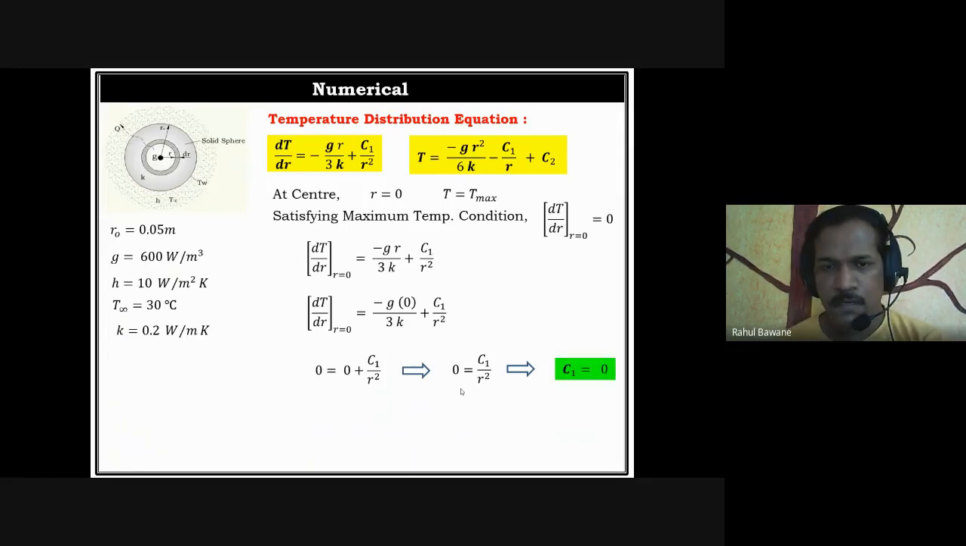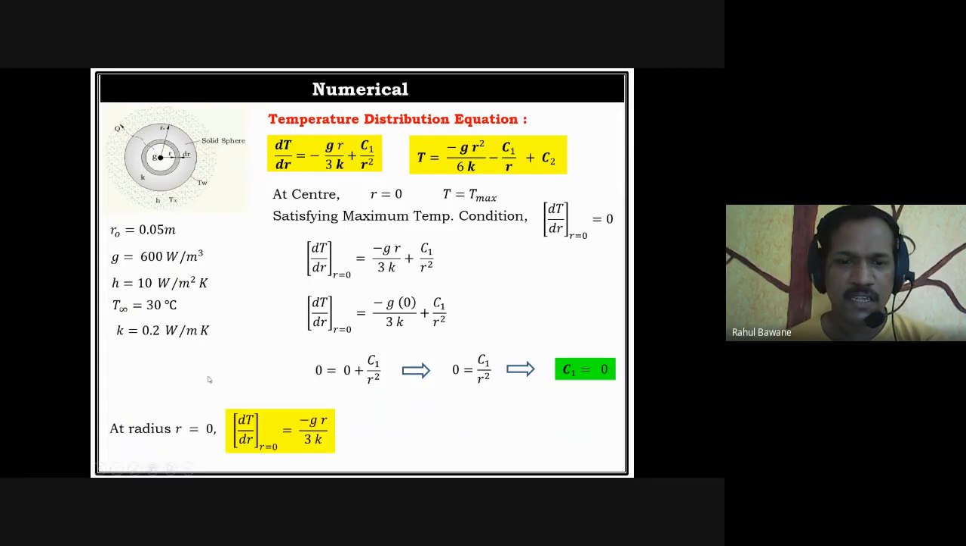Now we know the value of C1. So at the center where r equals 0, what is dT/dr? dT/dr at r equals 0 will be minus g r upon 3k plus C1 upon r square, but C1 is 0, so that whole term becomes 0. So we get only minus g r upon 3k.